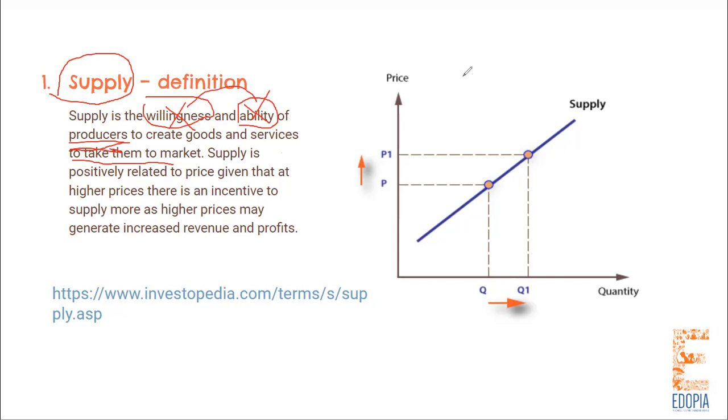The second aspect we see here is that supply has a positive relationship with price. What you have to keep in mind is that, with price and supply having a positive relationship, price is the independent factor, whereas supply is the dependent factor. So the change in price causes a change in supply, and they both have a positive relationship. They are directly proportional to each other. So when price increases, supply increases. When price decreases, supply decreases.